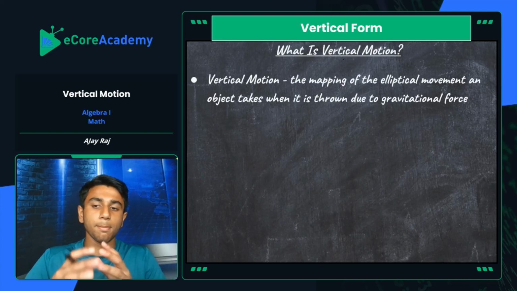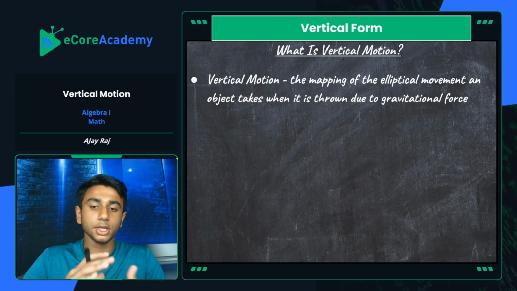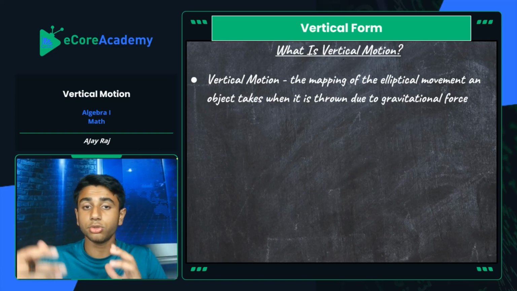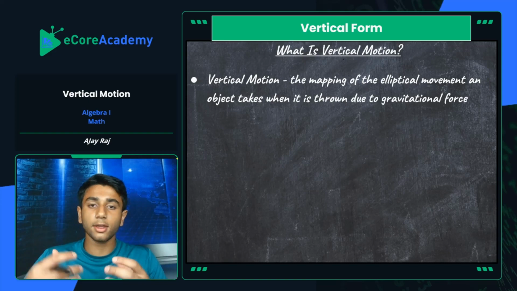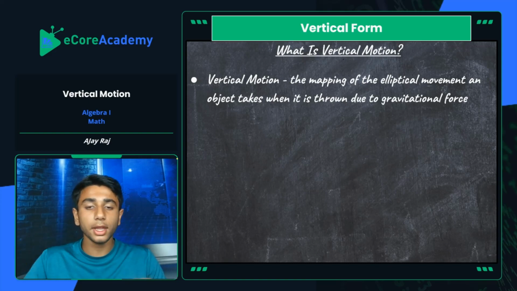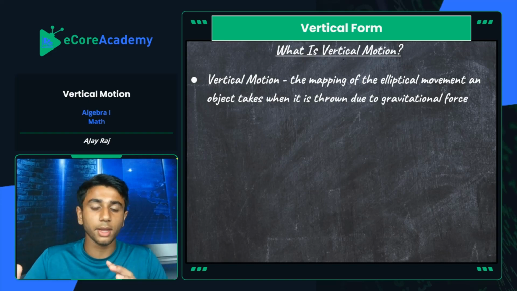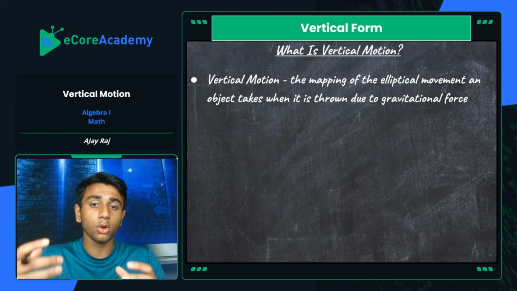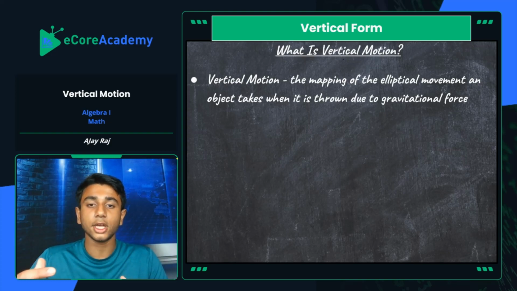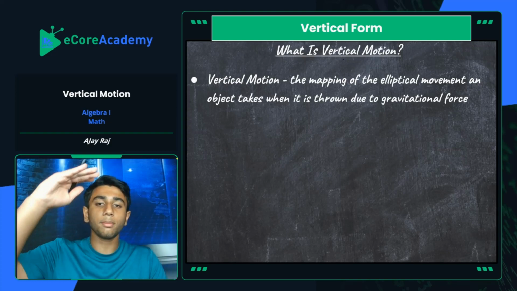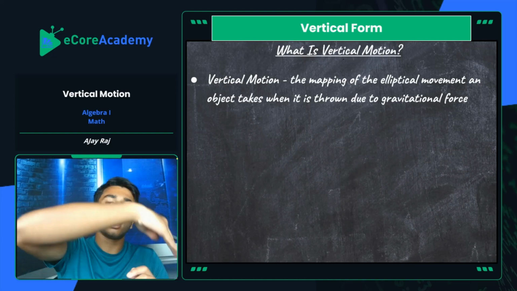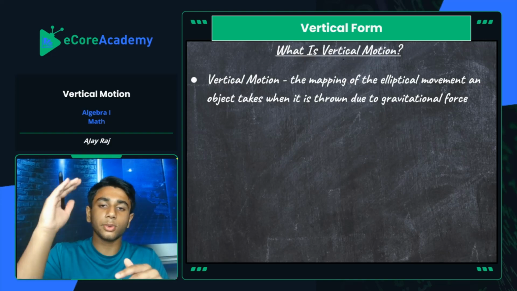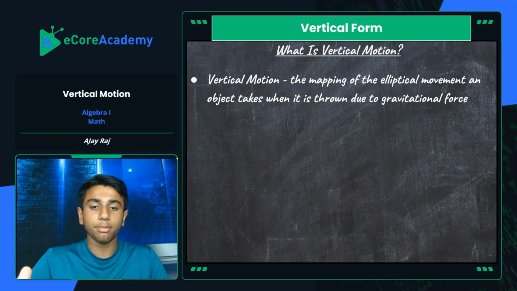Vertical motion is the mapping of the elliptical movement an object takes when it is thrown due to gravitational force. If we think about any object taking flight in an irregular flight pattern, normally you would have some slopes or bumps overall, but when you're mapping the general flight, you're taking off from a starting point, and then you're landing at a landing point. You're going to be fluctuating in height, but a better example would actually be throwing a ball.